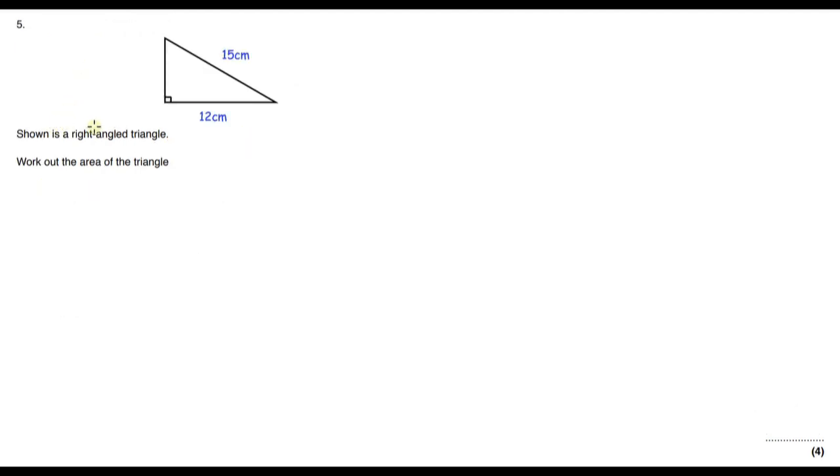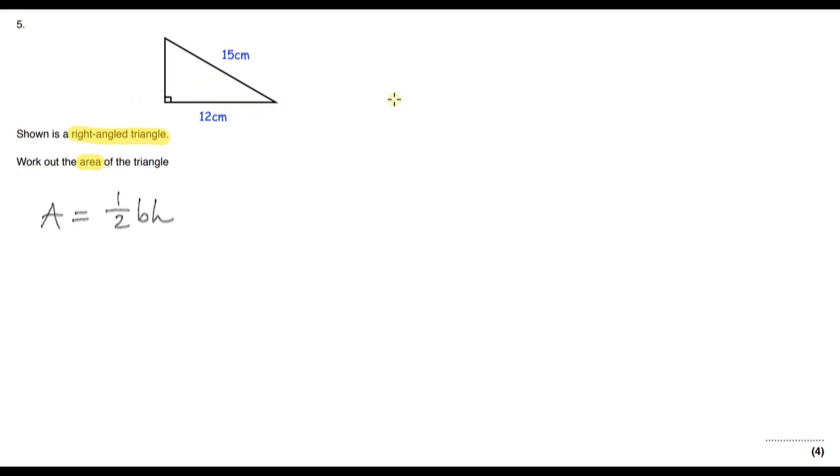Question 5. Shown is a right angle triangle. Work out the area of the triangle. So to calculate areas of triangles, well, we've got a right angle triangle, so it's just going to be half the base times the height. But we don't know the height, so we're going to have to work out the height. We do have the hypotenuse, so I'm thinking Pythagoras. That's the first thing that comes into my head.